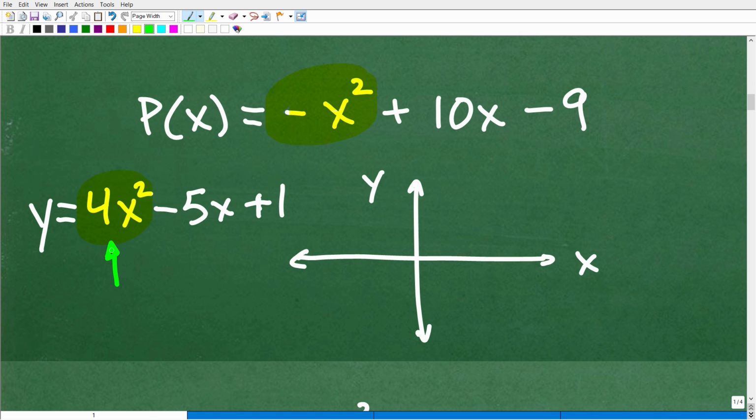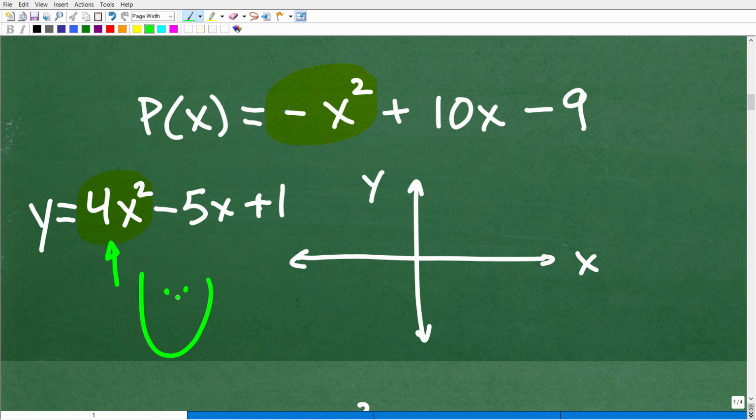Okay, now here, let's pay attention to the sign of this leading term. This is positive. Okay, it's a 4x squared because 4 is a positive number. And this is in contrast to this problem here. This is negative, right? So the sign here is negative. So we want to look at the signs of the leading terms of these quadratic functions. Now the signs will tell us something. That's a huge clue.